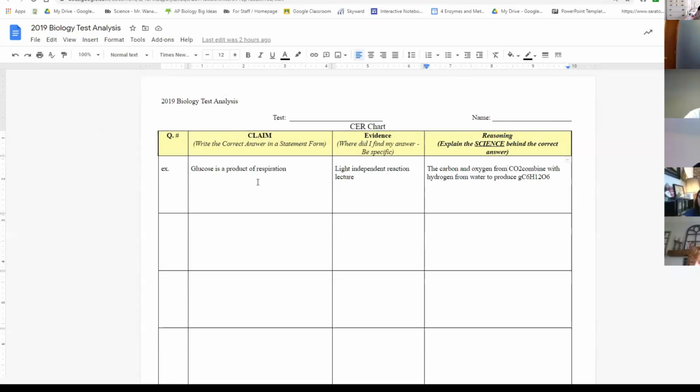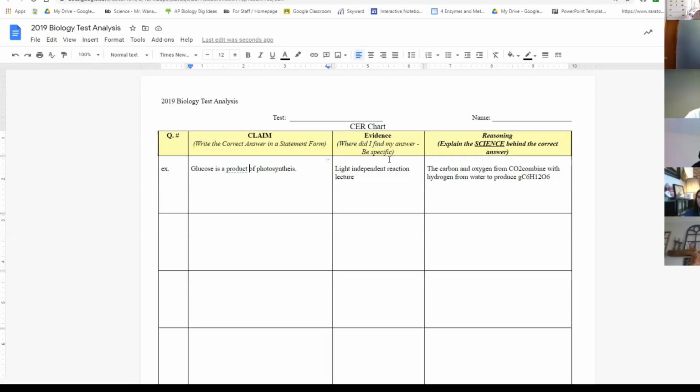So maybe I said glucose was a reactant of photosynthesis, and now I need to correct myself. That was a wrong statement. So now I know it's a product. Okay, so I'm going to write the answer in a correct sentence.